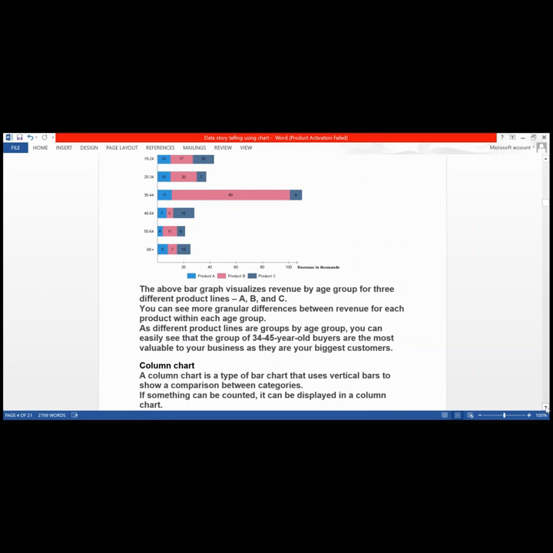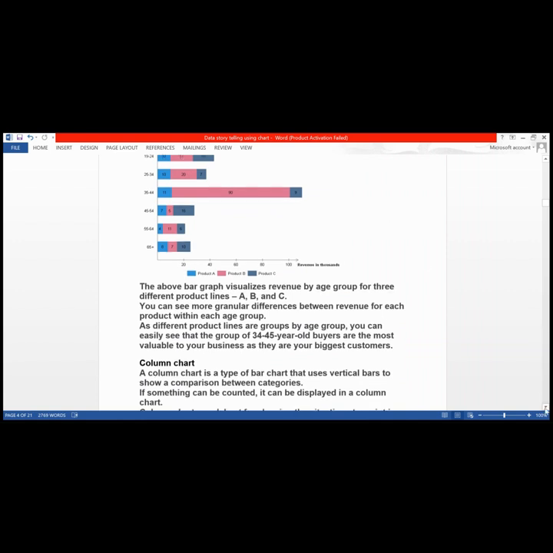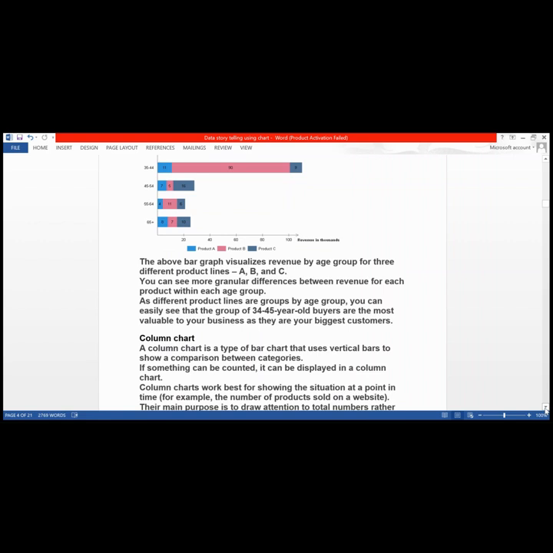As different product lines are grouped by age group, you can easily see that the group 34 to 45, which is this, are the most valuable buyers to your business, as they are your biggest customer group. And so, like I said earlier on, the type of visualization tech you use depends on the type of data you are working with.